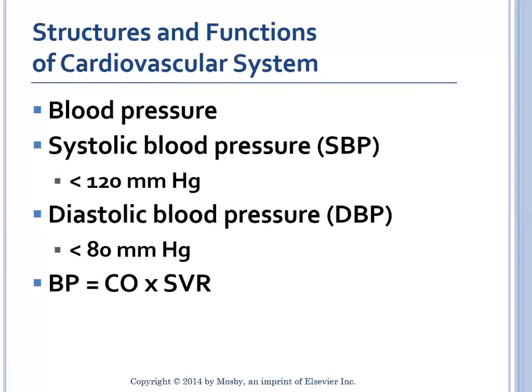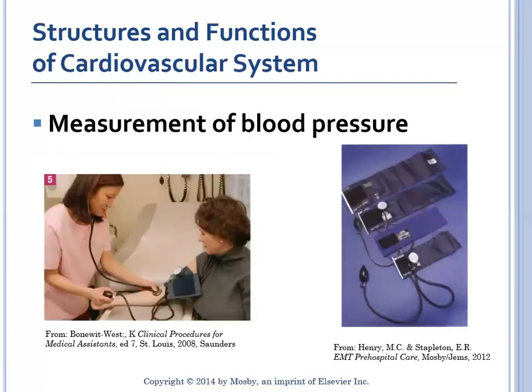So the two main factors that influence blood pressure are cardiac output and systemic vascular resistance. So blood pressure equals cardiac output times systemic vascular resistance. Measuring blood pressure, we're not going to go over a lot of this because this is stuff you guys know. Review it in your book if you need to brush up on your skills. But we can use invasive and non-invasive techniques to check a blood pressure.